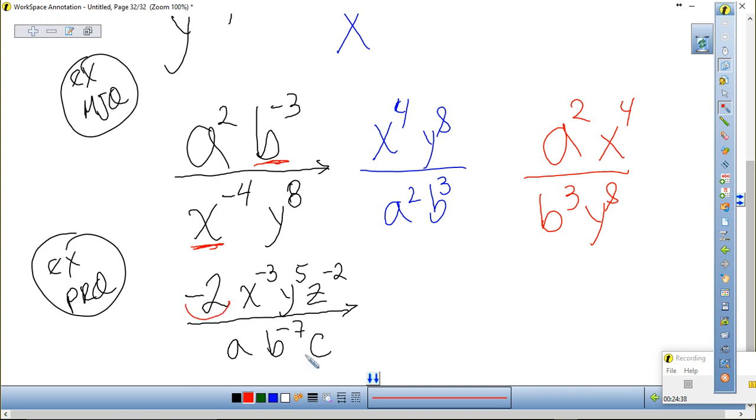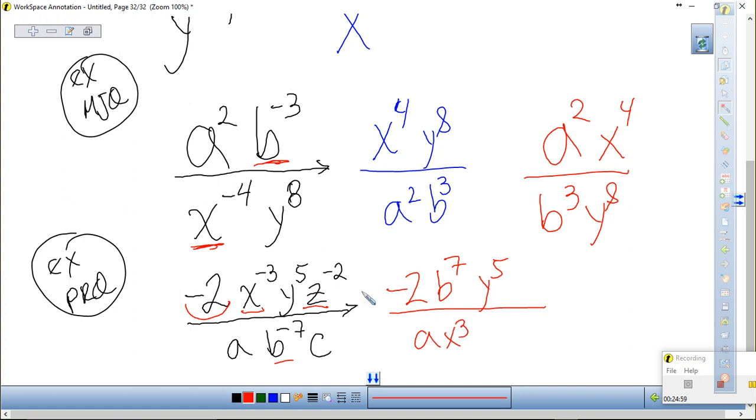Is this an exponent? No, it stays in the numerator. Which ones only have negative exponents? The x, the z, and the b. Therefore, b goes on top, and it's b to the 7th, y to the 5th. Denominator, we have a, x to the 3rd, z, oh, sorry, I skipped c, to the second. Hands if you got that.